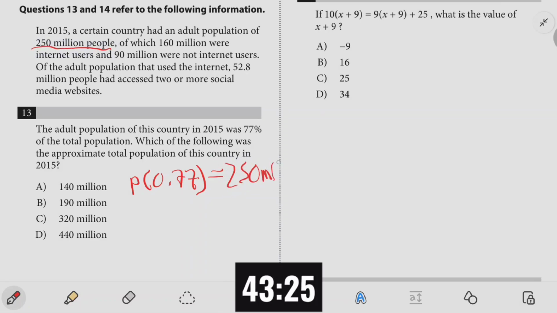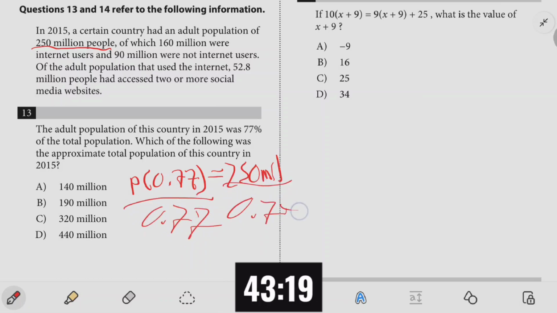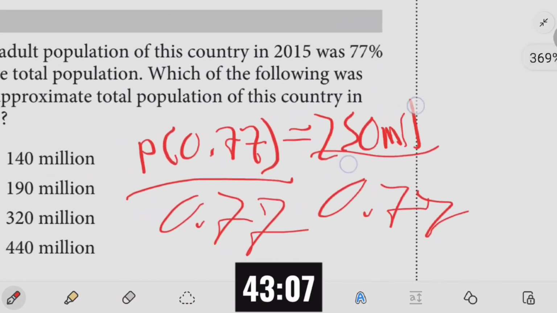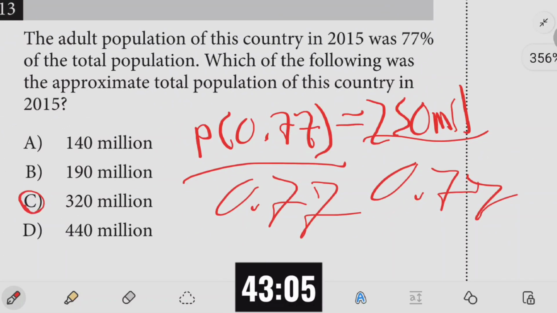250 million. So we divide. Let's see. 250,000. Let's see, what do we have? 1, 2, 3, 4, 5, 6, 7, 8, 9. Yeah, we got like 324 million. Close enough.